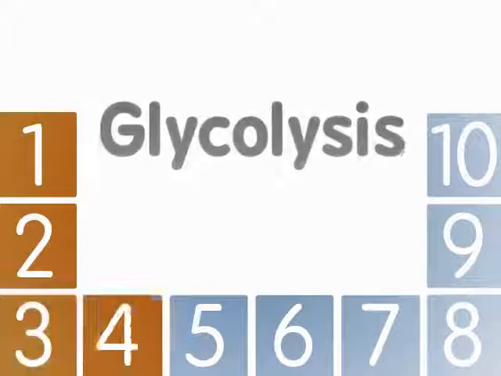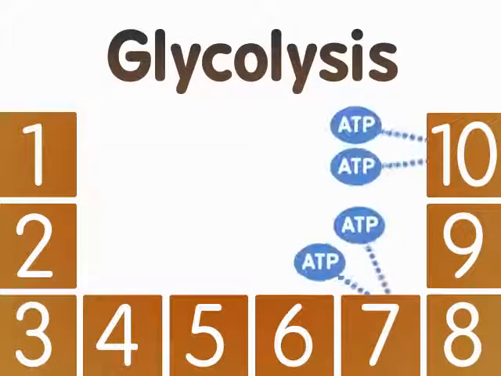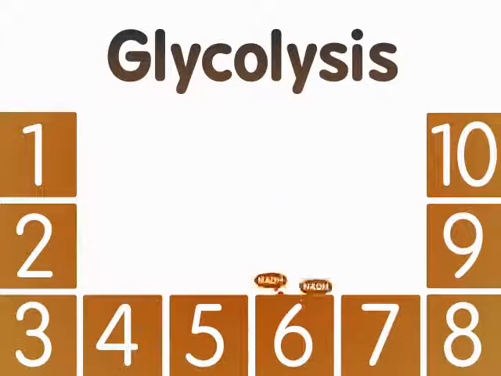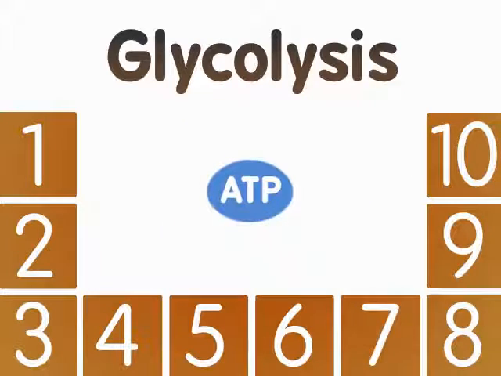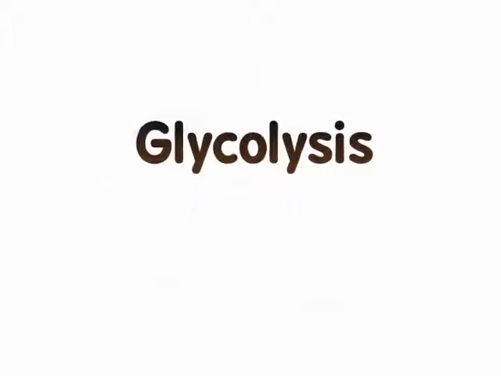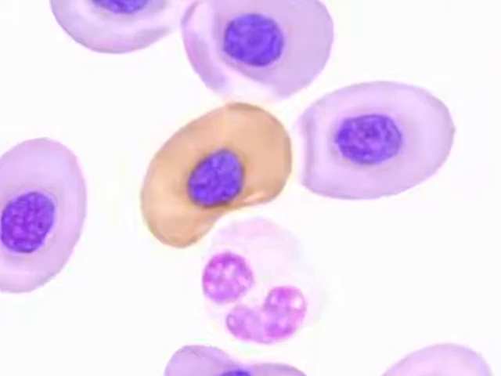Glycolysis is an important pathway for cells because it produces ATP and other products such as NADH and pyruvate that can be used later to produce more ATP for a cell. This key process takes place in the cytosol of the cell.